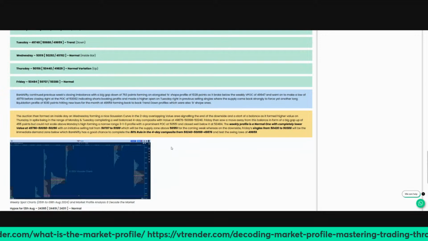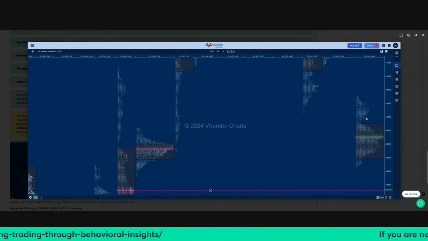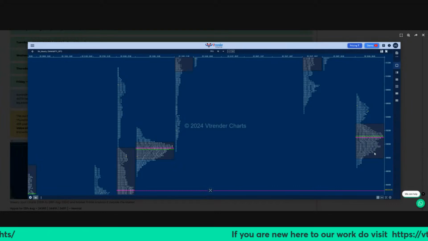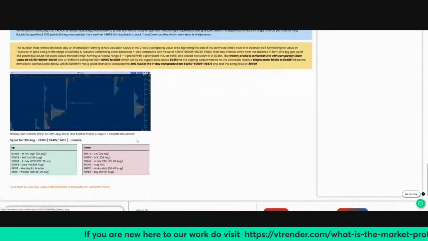And then we have a good chance of Bank Nifty completing the 80% rule in the 4-day composite from 5240 to 50,098. So this is the weekly profile, and we can see how we have formed a nice value, which is why it was a very good candidate for the 80% rule to play out today. So what did we do in Bank Nifty?